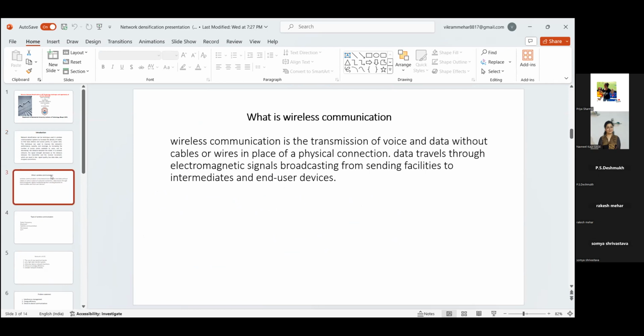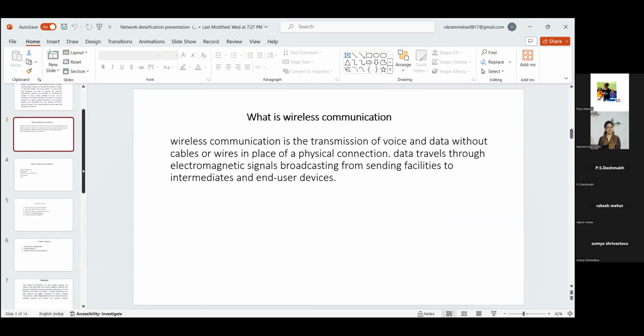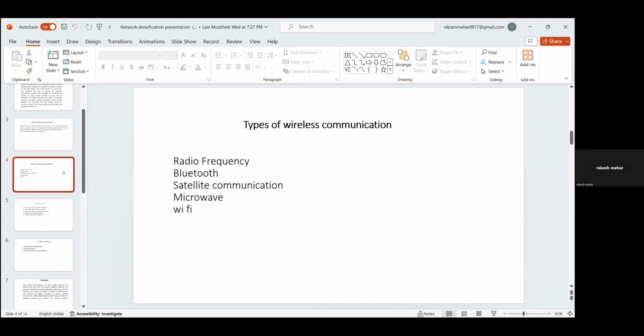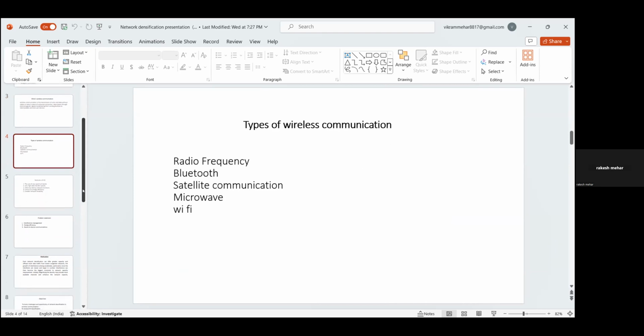So the next point is wireless communication. Wireless communication is the transmission of voice and data without cables or wire, in place of physical connections, and the data travels through electromagnetic signals broadcast from the sending facilities. There are many types of wireless communication: radio frequency, Bluetooth, satellite communication, microwaves, Wi-Fi, and many more.